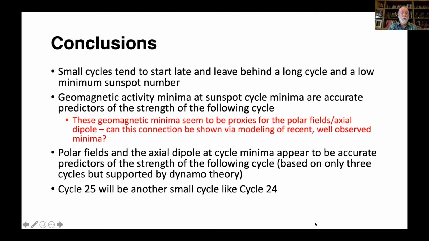Then the polar fields and axial dipole at minima appear to be good predictors of the cycle. This is only based on 3 cycles, but it's supported by dynamo theory that the fields at minima are the seeds for the next cycle. And then final conclusion, cycle 25 will be another small cycle like cycle 24. So with that, thank you very much.